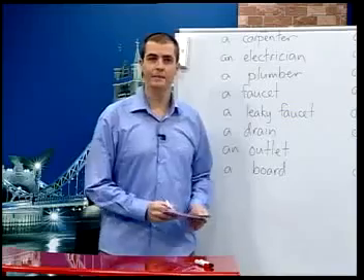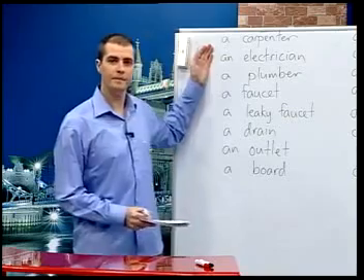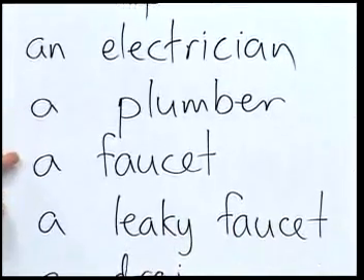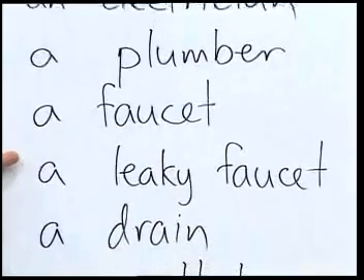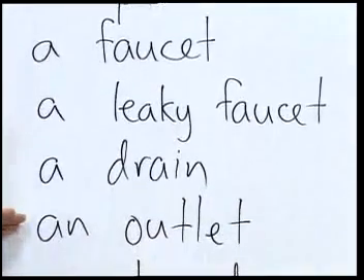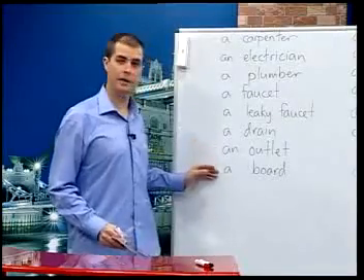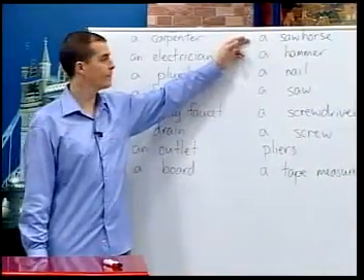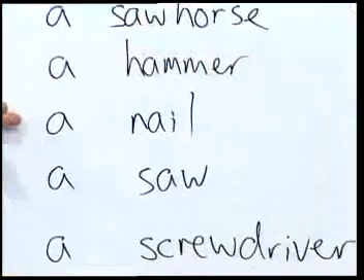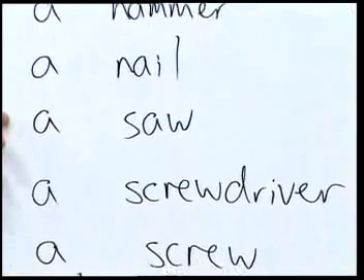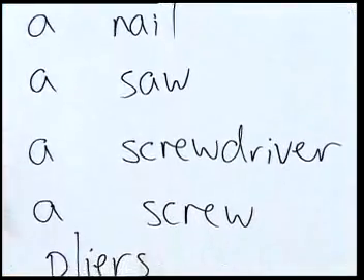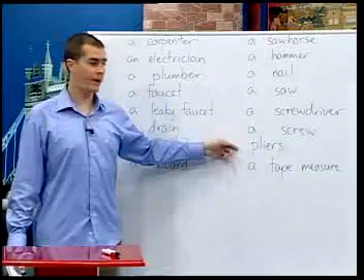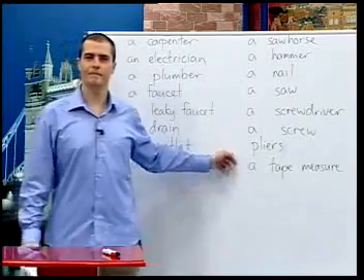Well, let's repeat these again. A carpenter, an electrician, a plumber. A faucet, a leaky faucet. A drain, an outlet, and a board. Over here we have a sawhorse, a hammer and a nail, a saw, a screwdriver and a screw, pliers, and finally a tape measure.